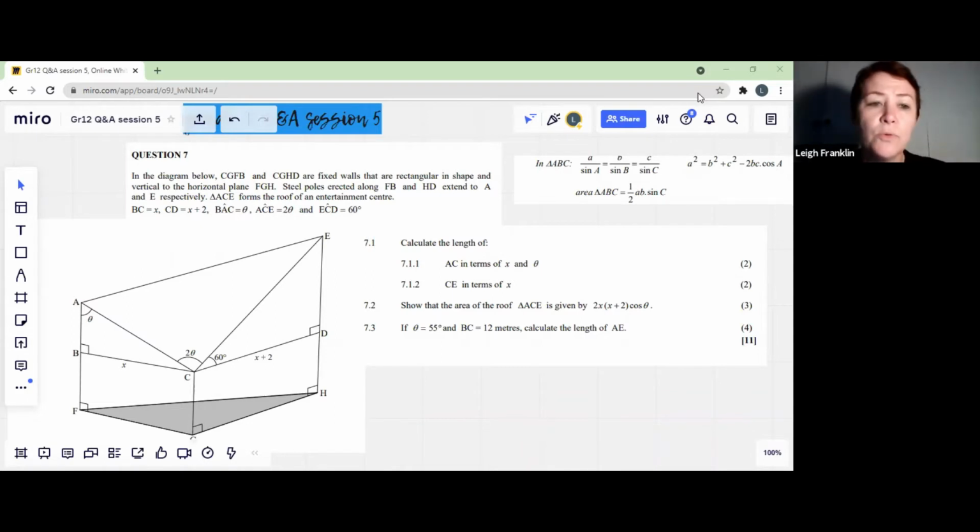Again, welcome to all the matrics that have just joined us. Please start by reading through question 7. There's quite a lot of information there for us to get through, and then in a minute or so, we can get underway with these questions.